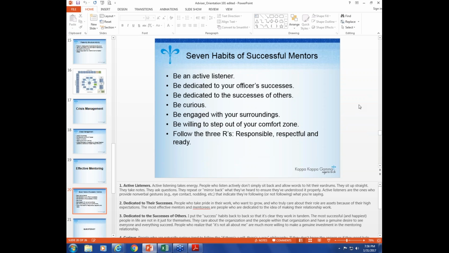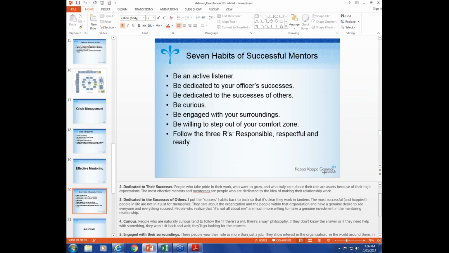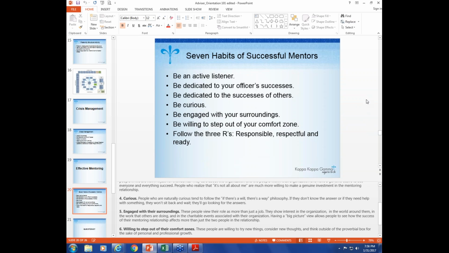Help her also be dedicated to praising the other officers' success. That's really important. Be curious. Get to know her. Find out things about her. And then ask questions. Ask questions. Be engaged with your surroundings.